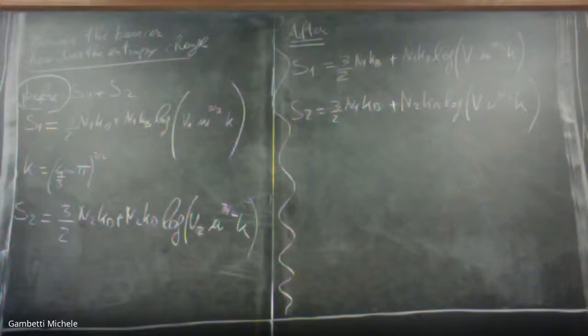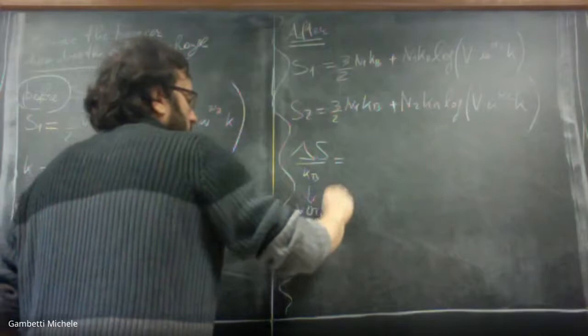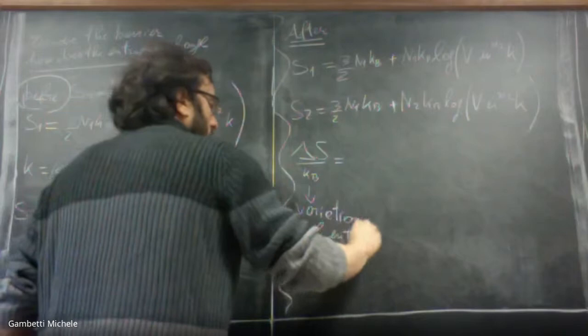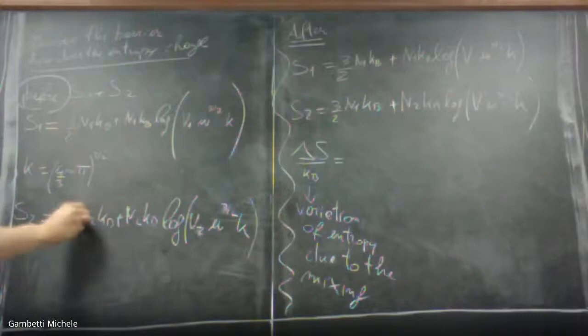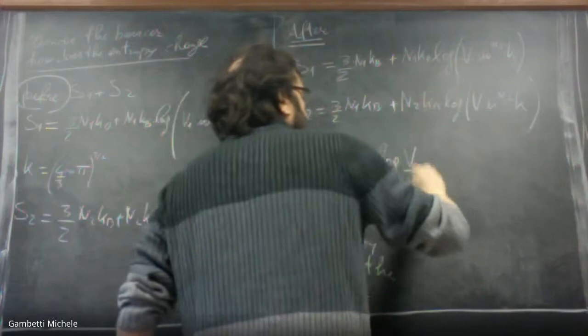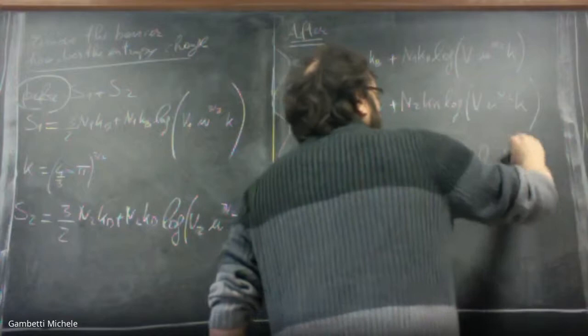So now if I compute the delta S divided by KB, just to make it easier, which is the variation of entropy due to mixing. This part cancels, no? And then I have N1 times the logarithm of V divided by V1, which comes out from this. And similarly, I have N2 times the logarithm of V divided by V2.